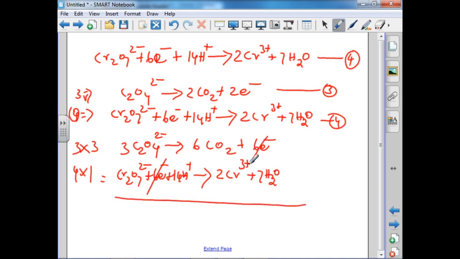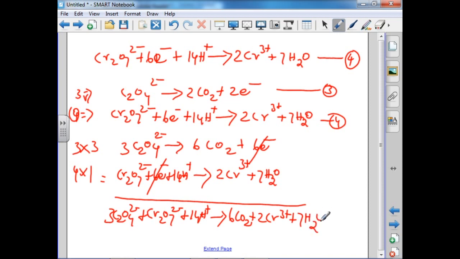The 6 electrons cancel. So 3C2O4 2 minus plus Cr2O7 2 minus plus 14H plus gives 6CO2 plus 2Cr3 plus plus 7 H2O. So finally the equation is balanced.